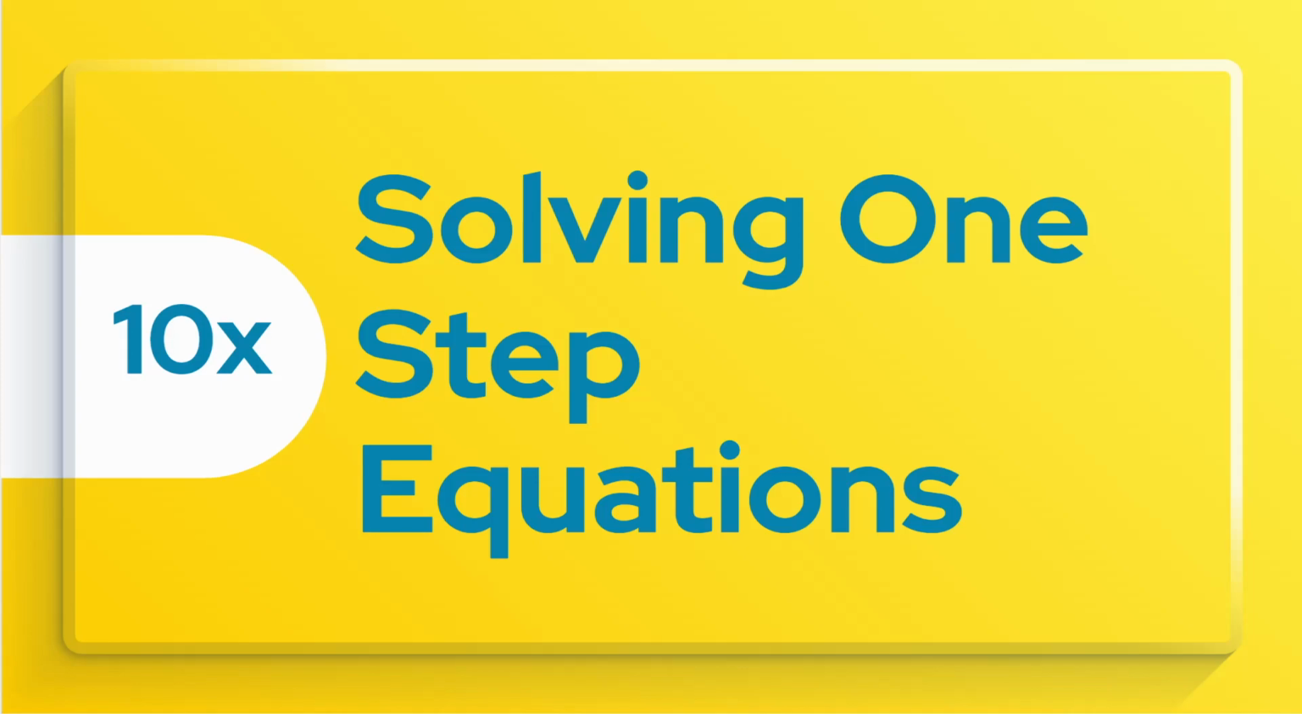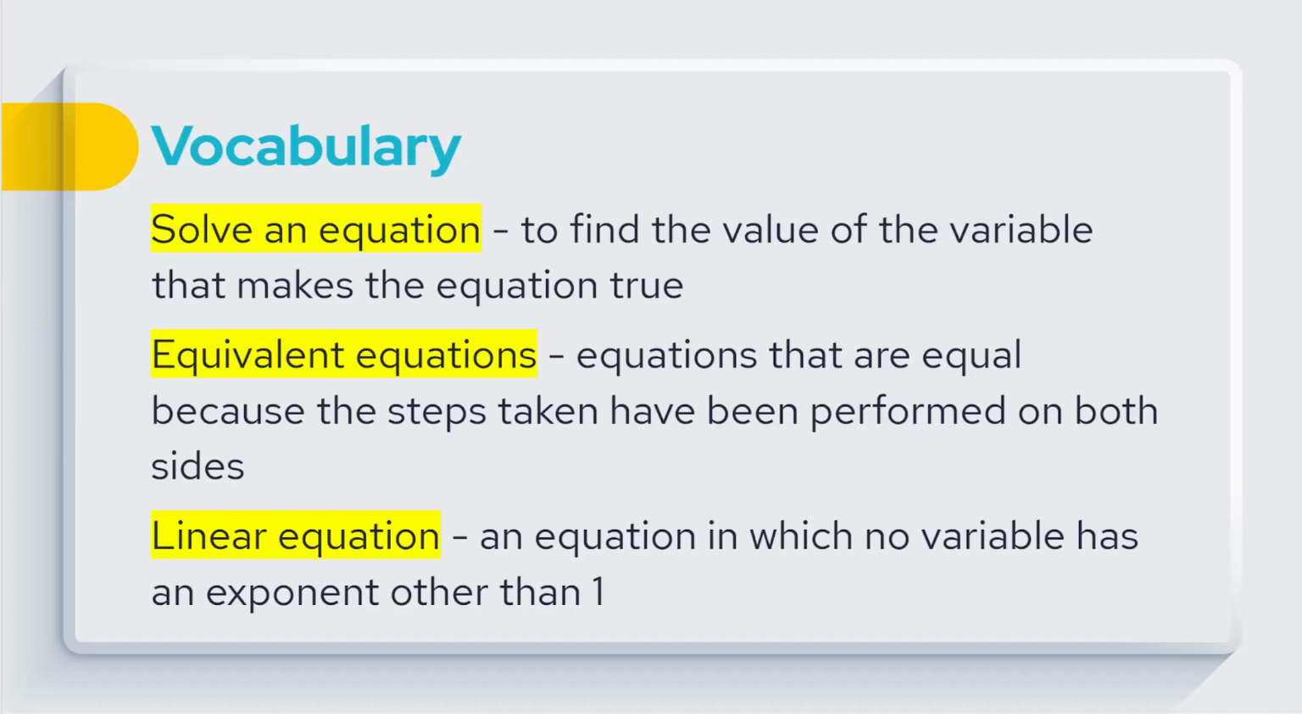This is lesson 10. Let's look at some vocabulary words to start off. First, solve an equation. Solving an equation is exactly what it sounds like. You have to find the value of the variable that makes the equation true. So, x plus 2 equals 4. Solving this equation means you need to find the value for x that makes this equation true, right? So that would be x equals 2.